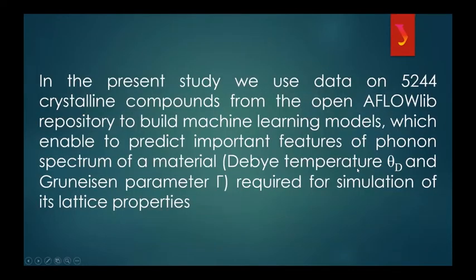We use data on 5,244 crystalline compounds from the Open AFLOWLIB repository to build machine learning models which enable us to predict important features of the phonon spectrum of a material, such as the Debye temperature and Grüneisen parameter, required for simulation of its lattice properties.